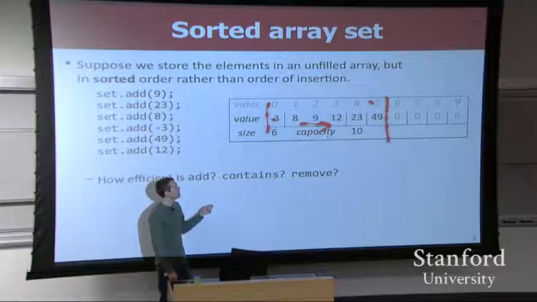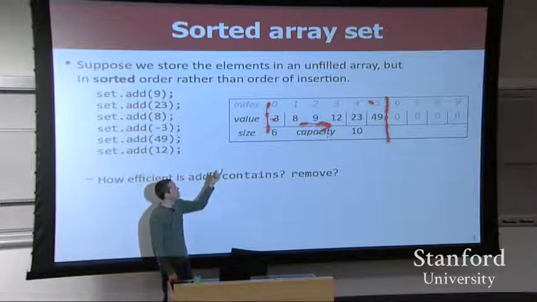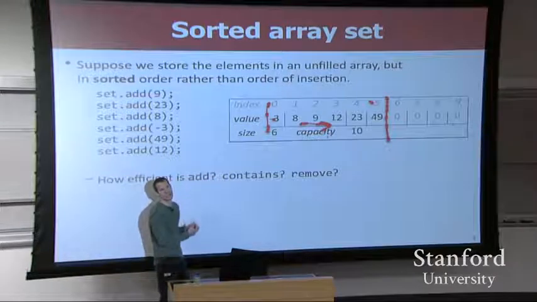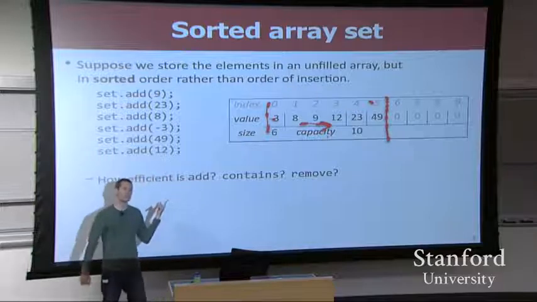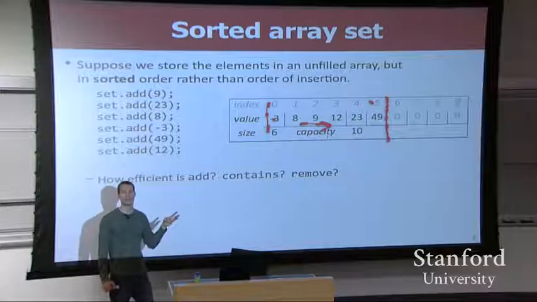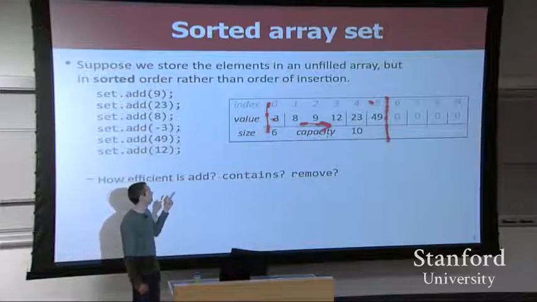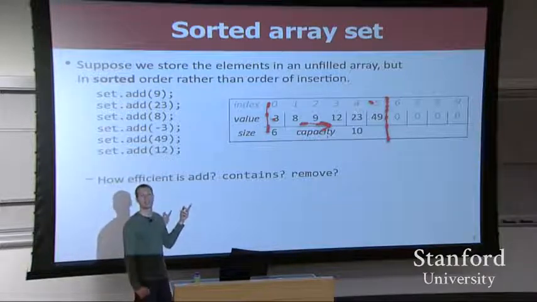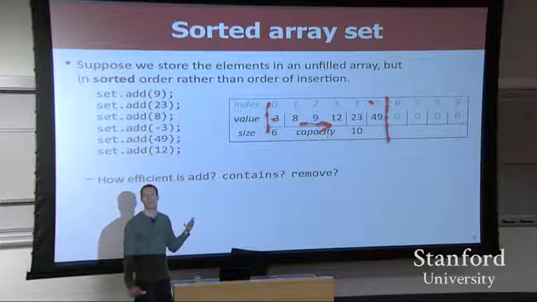I think it's n because when you find the thing that needs to be removed, you're going to have to shift everybody again, right? So anyway, this one, the one on the previous slide, adding was really fast, but contains and remove were both really slow. This one, adding and removing are really slow. In fact, adding is slower, but contains is faster.